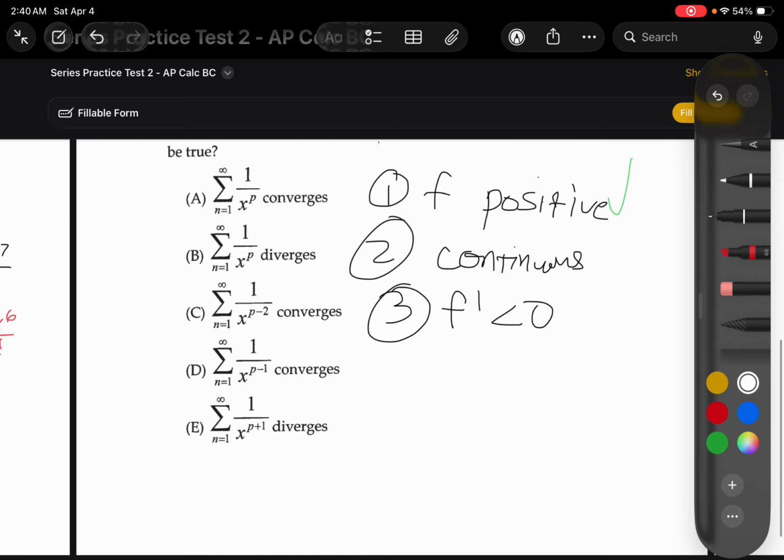That's going to be negative 1 over x to the 2p. So it is. So anyways, that integral test was useless. Sorry about that. I was just trying to explain it for you guys for the test. Which of the following must be true?